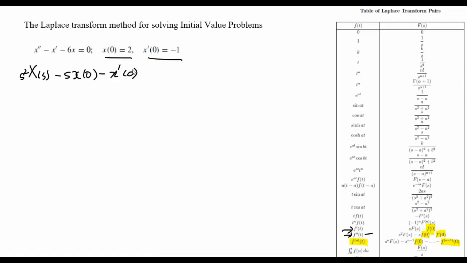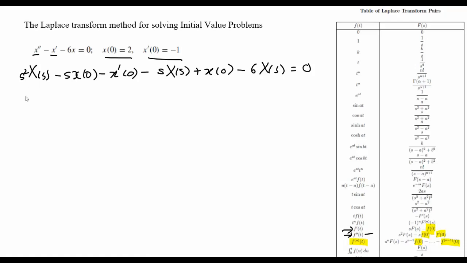Now we'll go to the next term. We just did x double dash; now x dash is going to be minus the first derivative, sF(s) minus f(0), so it'll be minus s X(s), and plus this time, because of the negative sign, minus minus plus x(0), and then minus 6 X(s) equals 0. Now we've converted the differential equation into the Laplace domain, and you will see that there are no derivatives left.